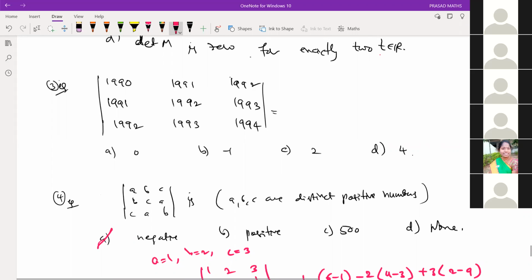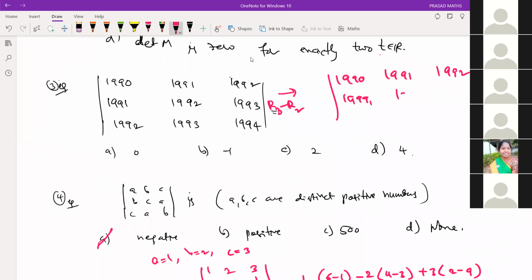One person used row operation, sir. Yeah, row operation using the sixth property. We have stated all the properties. What you do is apply R2 minus R3 minus R2. What you get is 1990, 1991, 1992. Keep this as it is, this as it is, this as it is. What is it? You are going to get 1, 1, 1. And similarly, applying the same row operation, R2 minus R1.